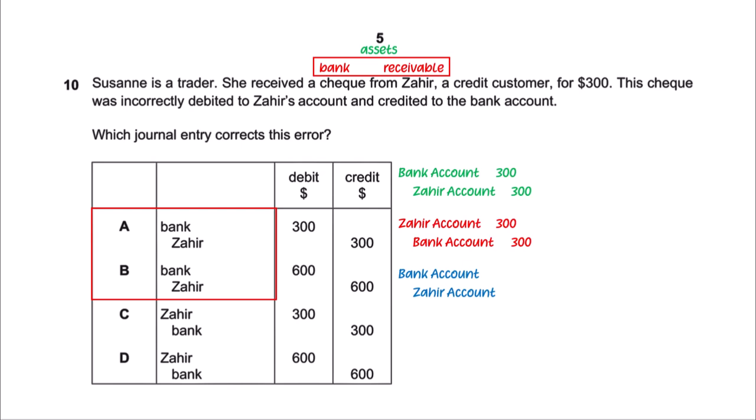When we reverse the wrongly passed entry, the effect of this error is cancelled. Now we pass the entry again with the correct debit and credit amounts. The corrected amounts, the $600, will be the amount to show in this journal entry, which is seen in option B. So the correct option is option B.